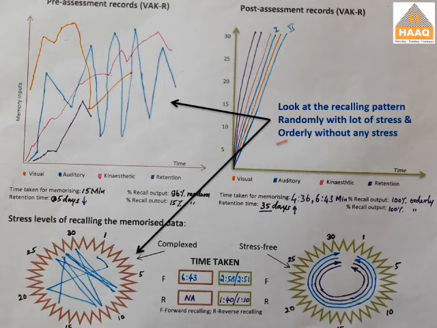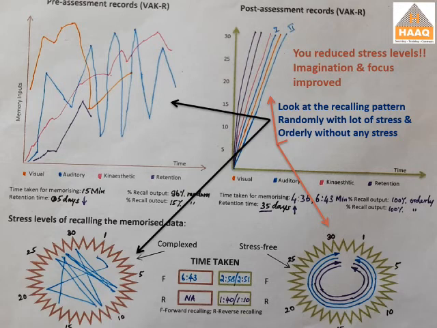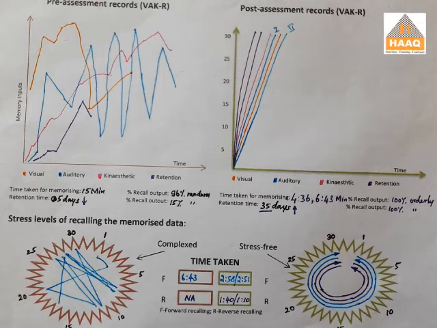Now look at this post assessment. So smooth flow, isn't it? Yeah, wonderful. Look at that. The stress curve is so smooth. One more thing you would have noticed here, forward and reverse as well. Whereas in the pre-assessment, even going forward itself was a tough job. And here, it was so smooth. It's like a cakewalk. You had forward as well as reverse very smoothly. That's what the curve shows. Now look at that. You reduced stress levels and your imagination and focus has improved. Amazing, isn't it? Yes, very good.